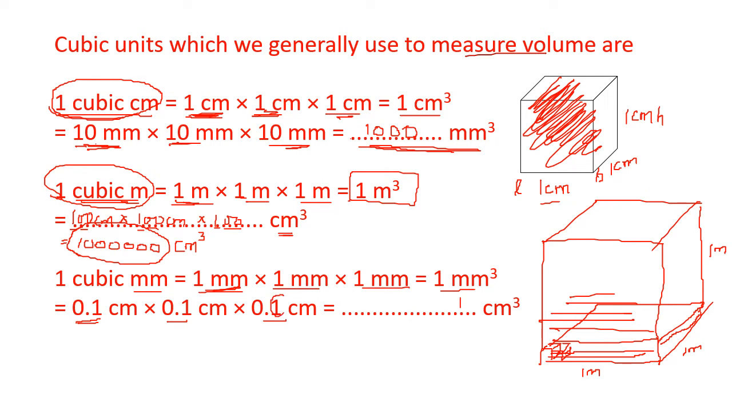But now there are 1, 2 and 3 digits after the decimal point. So you put 0, 0 and then 3 digits, and then you put a decimal point. So you get 0.001 centimeter cube. So 1 cubic millimeter is 0.001 centimeter cube. This is how the conversions are done. Remember them because we are going to use them in the sums.